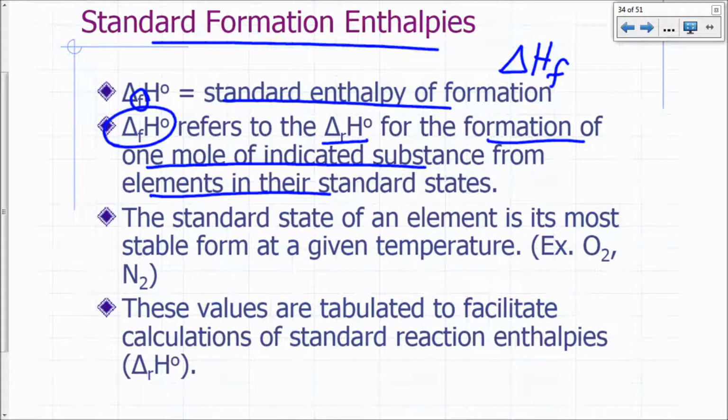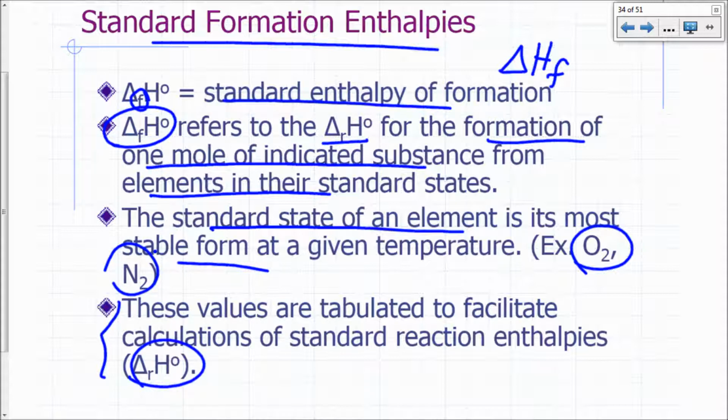What do we mean by standard state of an element? That's the most stable form of the element at a particular temperature. Unless otherwise specified, we're just going to be dealing with room temperature, 298 Kelvin. For example, the most stable form of oxygen is O2. The most stable form of nitrogen is N2, a diatomic molecule in the gas phase. Like I said, values of standard formation enthalpies are tabulated to facilitate calculation of delta H for any reaction.